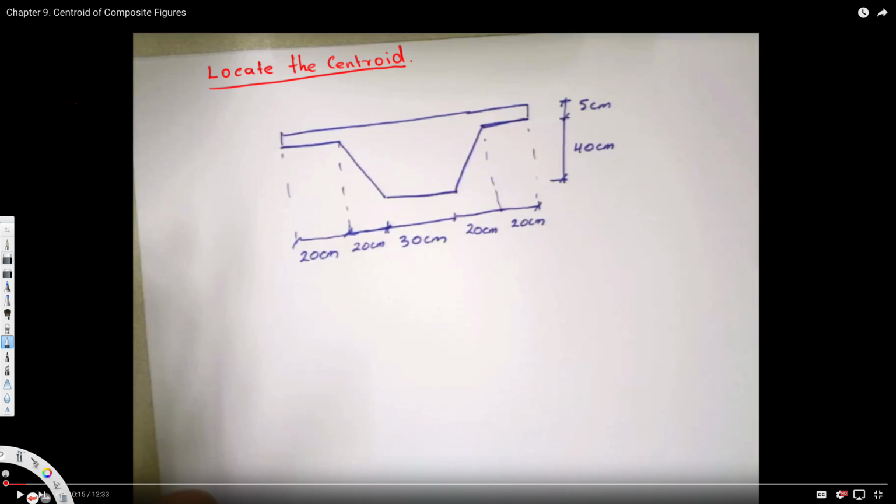Hi guys, let's do this problem right here. This is asking to locate the centroid. So in this case, if you look at this very complex object, we have to divide it into very simple parts.